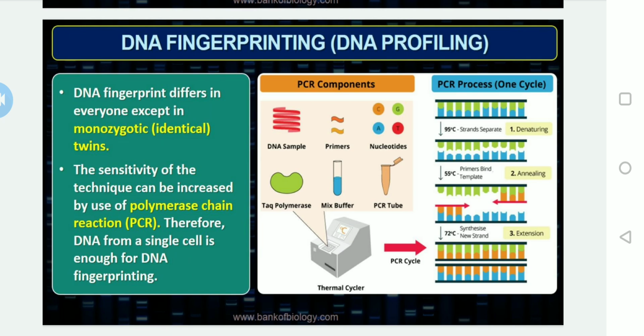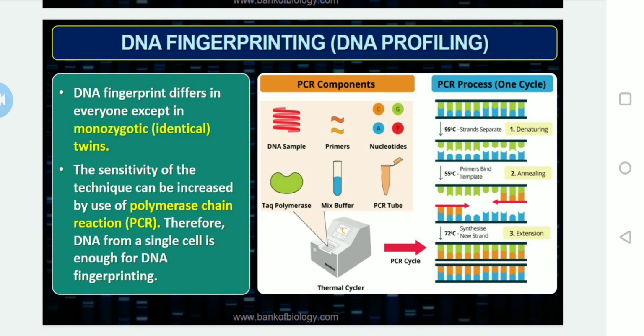believable. Why? Because, as I told you, based on DNA fingerprinting technology or DNA profiling, till now it is concluded that the DNA fingerprint differs in everyone except in monozygotic or identical twins. Only in monozygotic twins can we identify maximum similarities. Except in those cases, almost all people are different from one another.